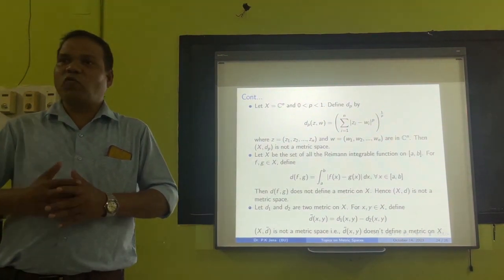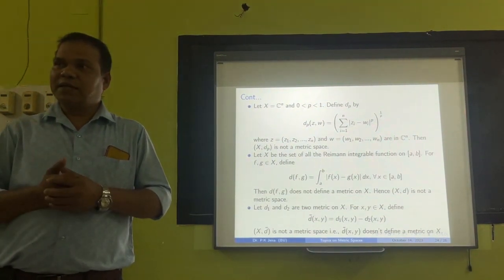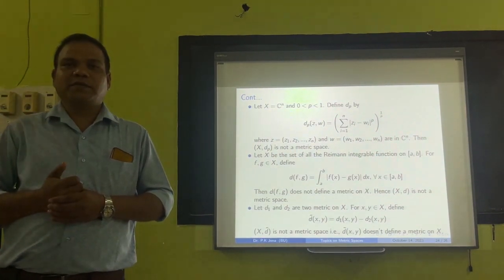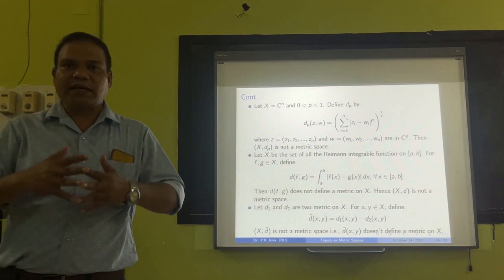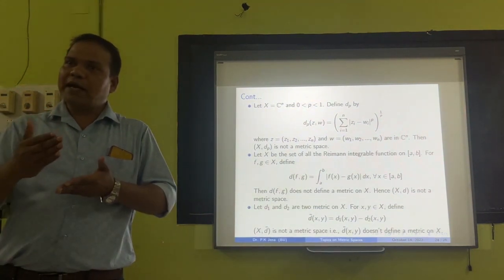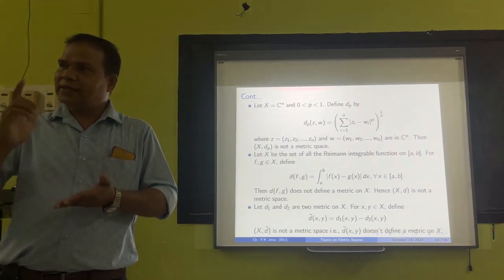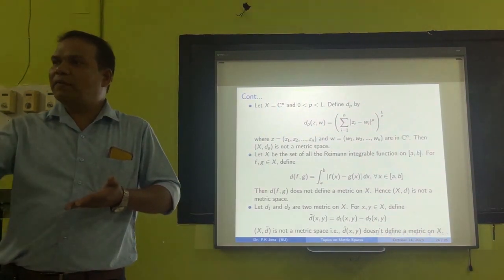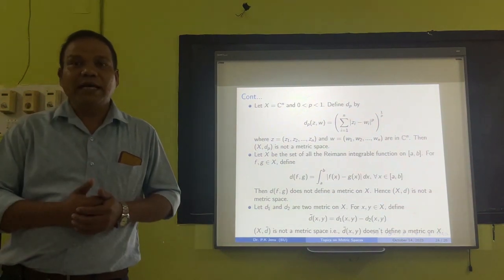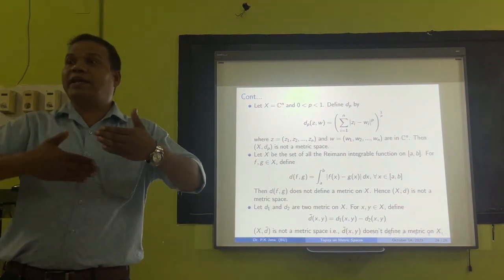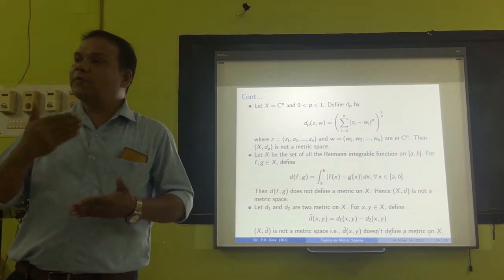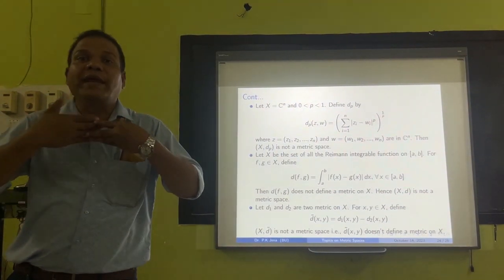You just see that there are quite interesting facts here. I will raise only two questions. Suppose X is any non-empty set. Will you be able to define a metric on it? The answer is yes. At least you have the discrete metric. Another question is, how many metrics can you equip on a non-empty set? Infinitely many.